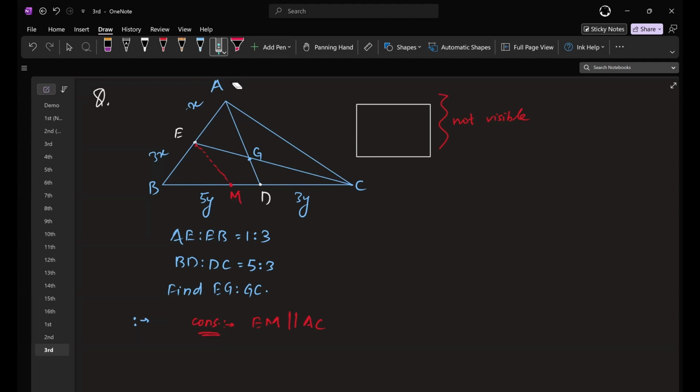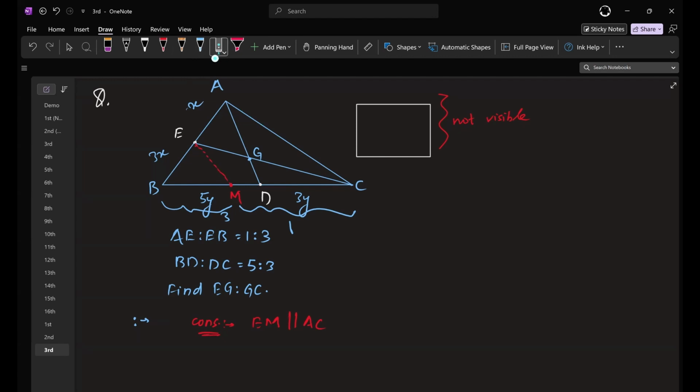And that is a correct question actually. This would be a wrong construction. Let me not just tell you that it is a wrong construction; let me prove it to you. If we have constructed something like this, then this is also going to be 3 is to 1, because this EM is parallel to this AC. So if this is 3 is to 1, this would also be 3 is to 1.